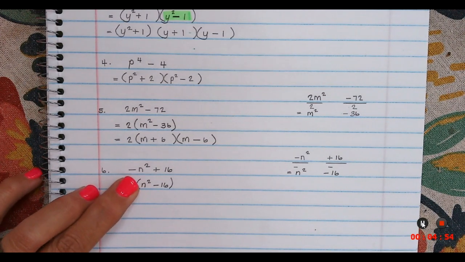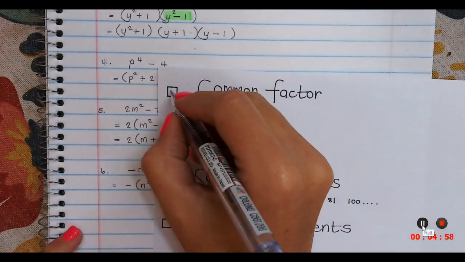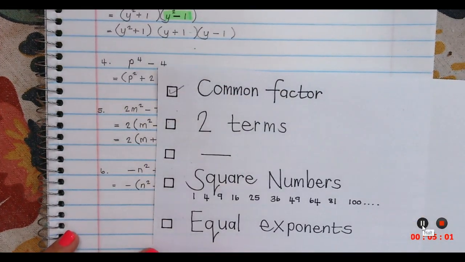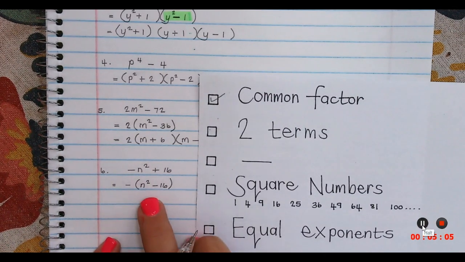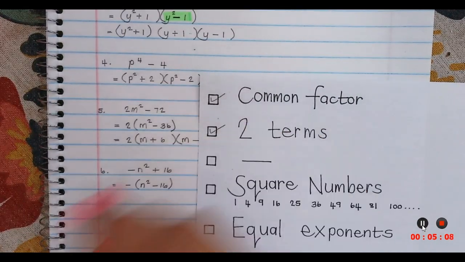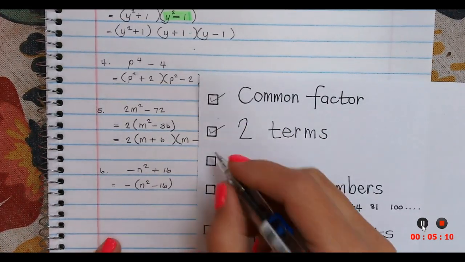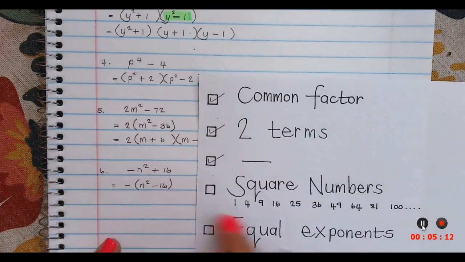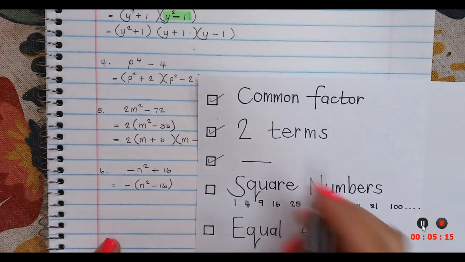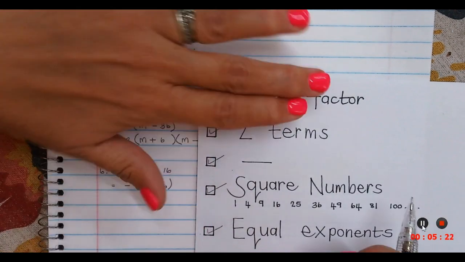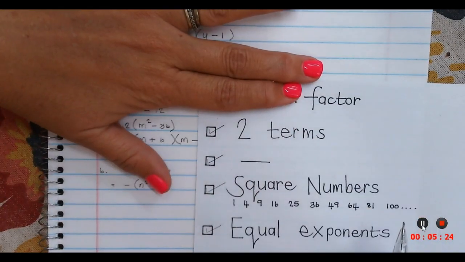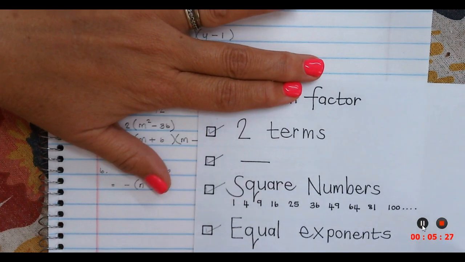Now I'm going to look again at the bracket. So common factor we did, even though the common factor was just a -1, it was a common factor. Right, what is left inside my bracket? 2 terms. Is there a negative? Yes. Is 16 a square number? Indeed. Is n squared, does it have equal exponents? Yes. It means that from here on forward, this is still the difference of 2 squares.